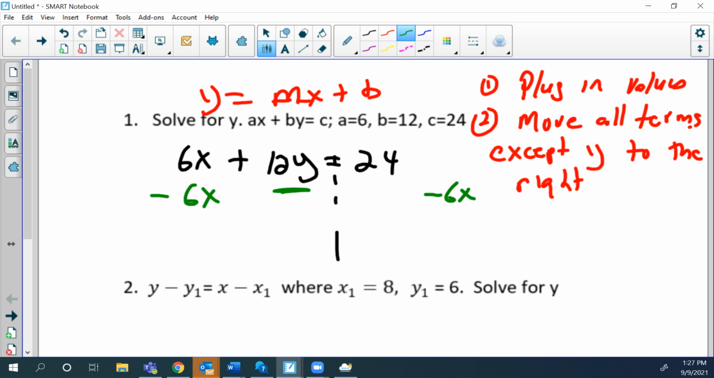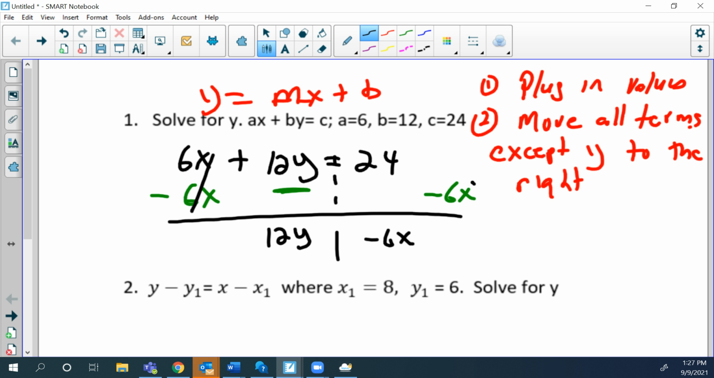Okay? And then draw a line. All right? This goes away. I bring down my 12y. And then on the right, remember, we put the x terms first, right? So I'm going to have negative 6x first, then the plus 24. See that? Okay. Now, this is a mistake some of you guys make in class.